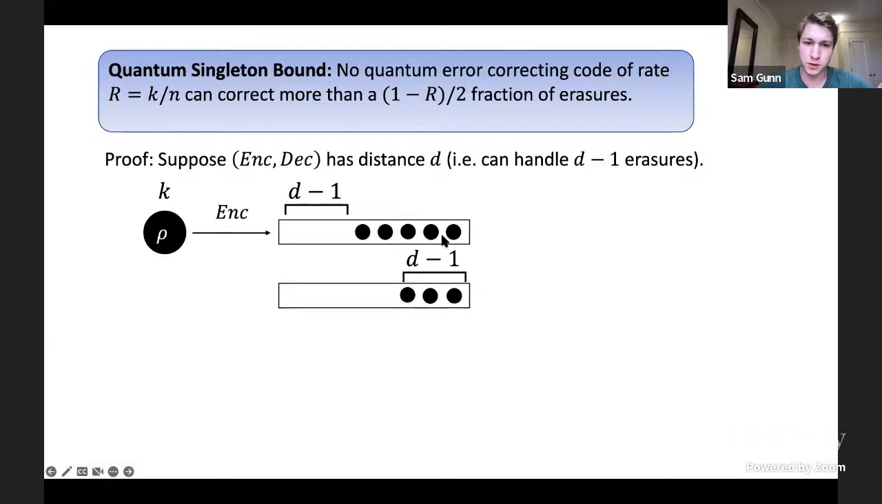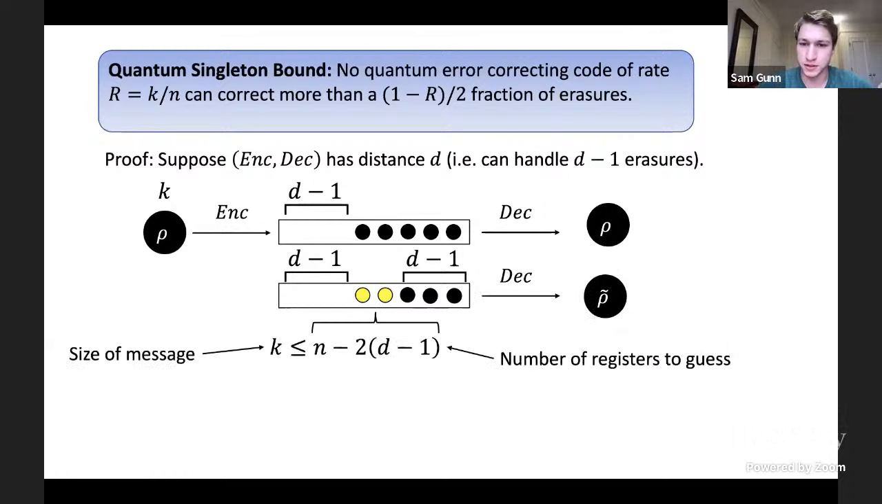Now in this first code word, we still have all but d minus 1 of the registers. Because we're assuming the code has distance d, that means we can completely decode the message from this part alone. But now we're trying to clone it, and this bottom part doesn't actually have enough registers to clone; we don't have all but d minus 1 of the registers. So what do we do? We just guess the remaining ones. That's these yellow ones. Let's say you randomly guess these remaining registers, and then try to decode anyway, even though we guessed part of the code. The number of registers we had to guess is going to be n minus 2(d minus 1).